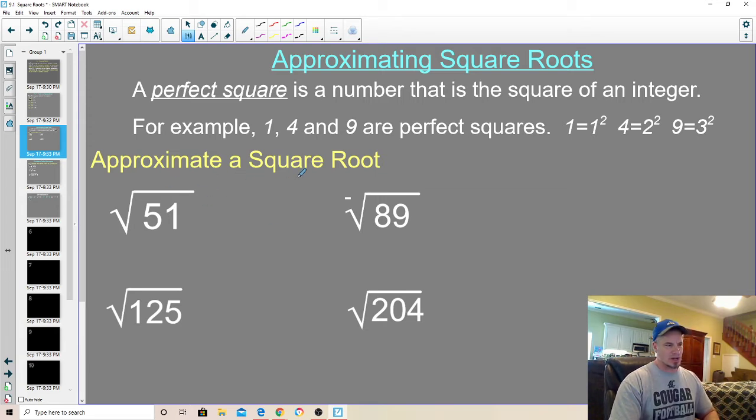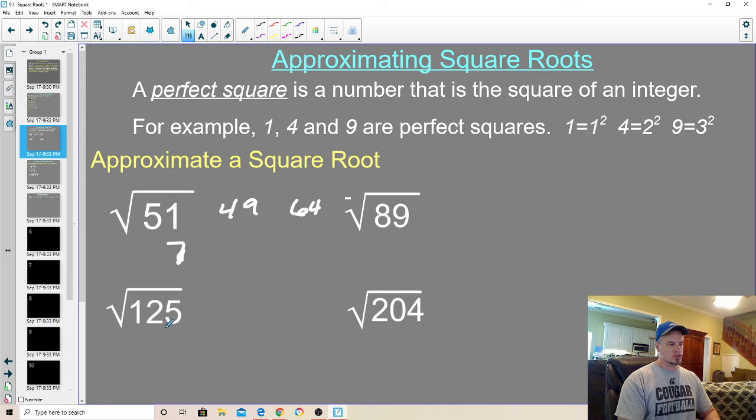So let's look at this one. Approximate a square root. What we want to look at now is an irrational number. It doesn't have a whole number square root, but we want to approximate it to the closest whole number. So let's think of a number that's close to that, that's a perfect square. Well, if I square 7, I get 49, right? 49 is a perfect square. What's the next one over? Squaring 8 gives you 64. Well, what is 51 closer to, 49 or 64? 49. So take the square root of 49, you get 7. So if we're approximating this to the whole number, we're going to say it's 7. Find the perfect square that's closest to it and take the square root.